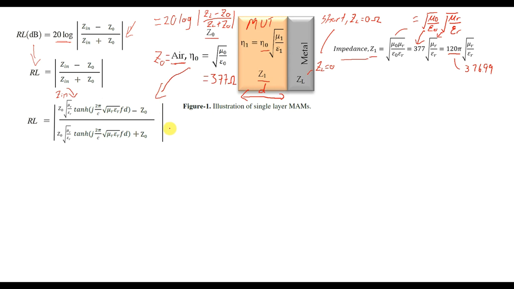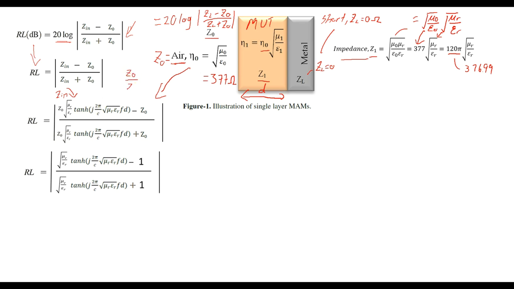Okay, so now we have something like this. Then next, you will remove the Z naught. We can take the Z naught out, and then we assume the whole thing here will be A minus 1 over A plus 1. We took the Z naught out and then removed it. Then you can see here it is without the Z naught now.